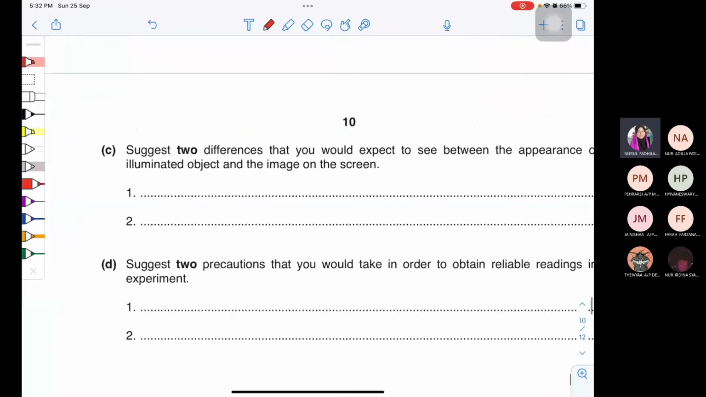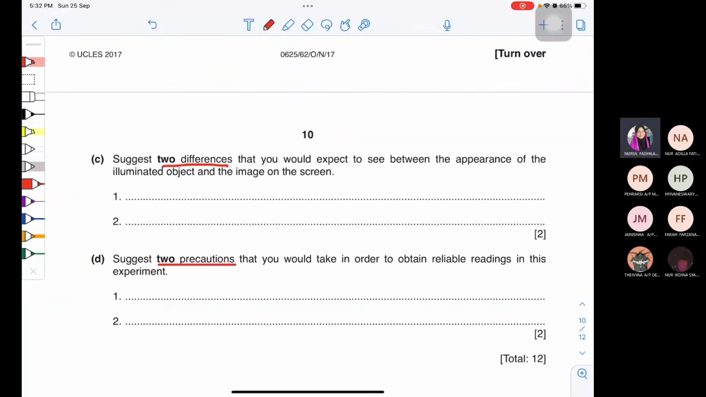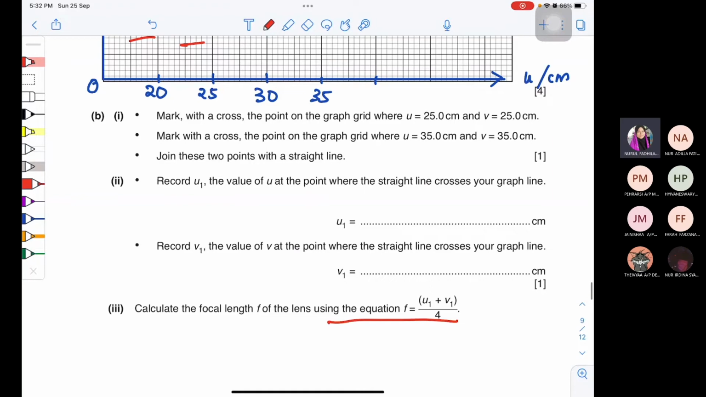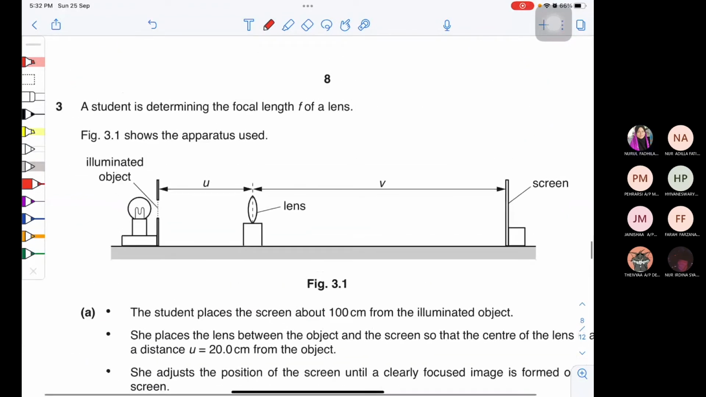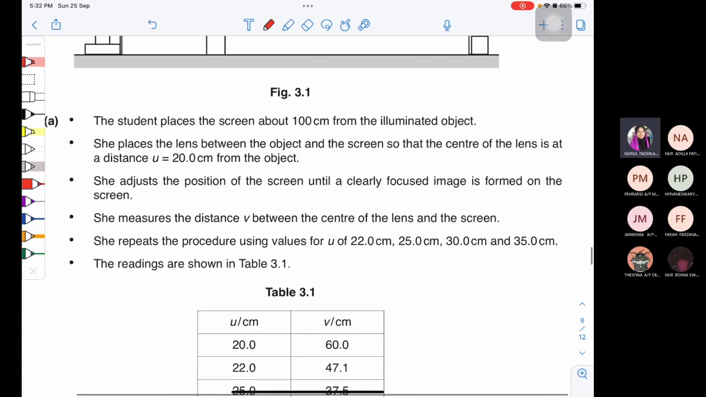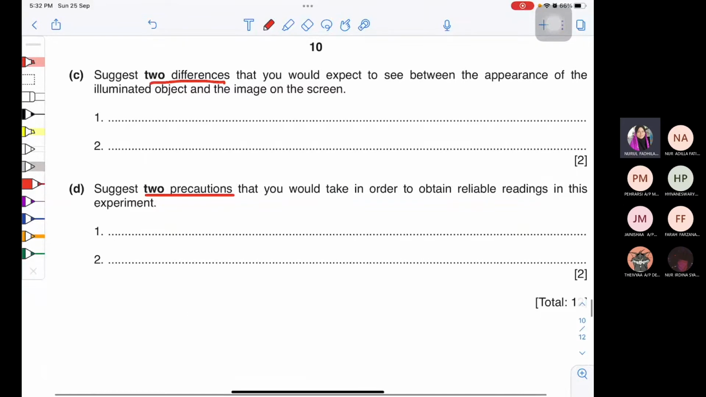And then suggest 2 differences, suggest 2 precautions. You just refer back to the suggest 2 precautions that you would take in order to obtain reliable readings in this experiment. So again, so ni soalan topik apa? Kita dah bagi list of precautions kan. Jadi ni balik tadi, ni eksperimen apa? So this one. Ni eksperimen light kan, guna lens. Okay, light ray. Jadi bila eksperimen light ray, okay, what are the precautions?